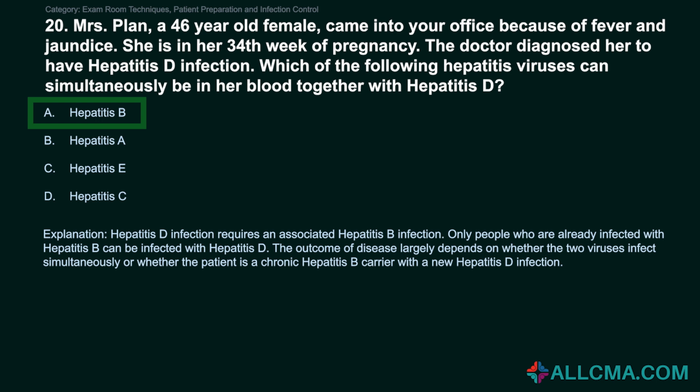Hepatitis D infection requires an associated hepatitis B infection. Only people who are already infected with hepatitis B can be infected with hepatitis D. The outcome of disease largely depends on whether the two viruses infect simultaneously or whether the patient is a chronic hepatitis B carrier with a new hepatitis D infection.